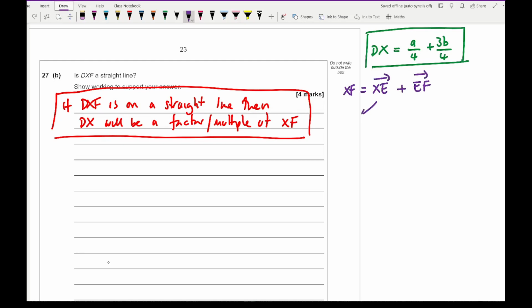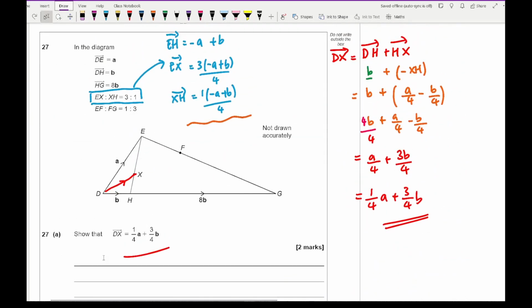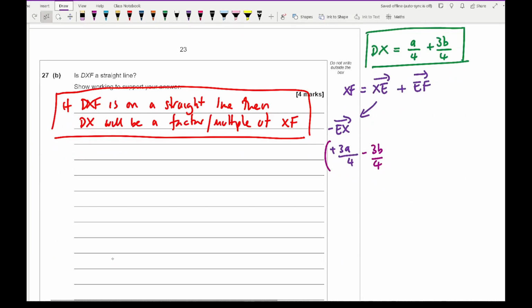Now x to e is 1 minus e to x, which I found in the previous part. So that's going to be plus 3a over 4 plus minus 3b over 4. And again, I'm not sure where I've got that from. It was from here, from this bit here. Then moving on to the next bit, so let me just put that in brackets.